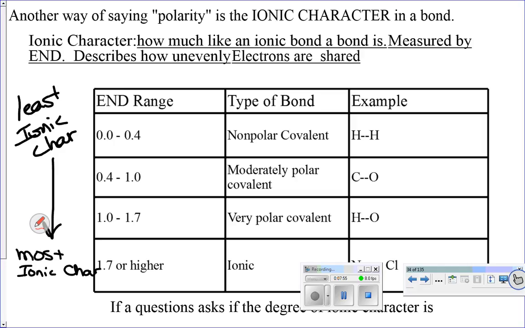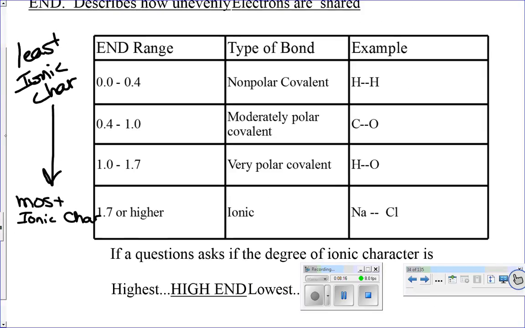Another way of talking about polarity is the term ionic character in a bond. Ionic character is how much like an ionic bond a bond is. In other words, how unevenly are electrons being shared, or are they being transferred even? And this is measured by electronegativity difference. This will describe how unevenly electrons are being shared. These are not values that you need to know. What you do need to know is a higher electronegativity difference will give you the greatest ionic character.